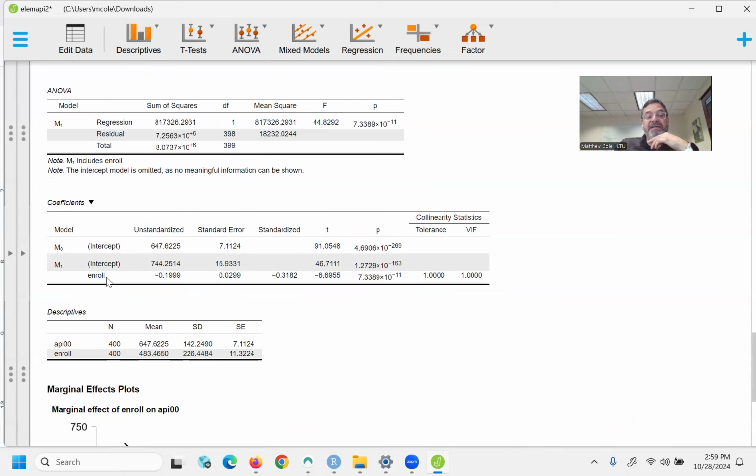So as we add in our predictor, when the predictor is 0, which is the y-intercept when x equals 0, we have a predicted academic performance score of 744.25. And then as we increase enroll by one student, academic performance drops by basically negative 0.2.